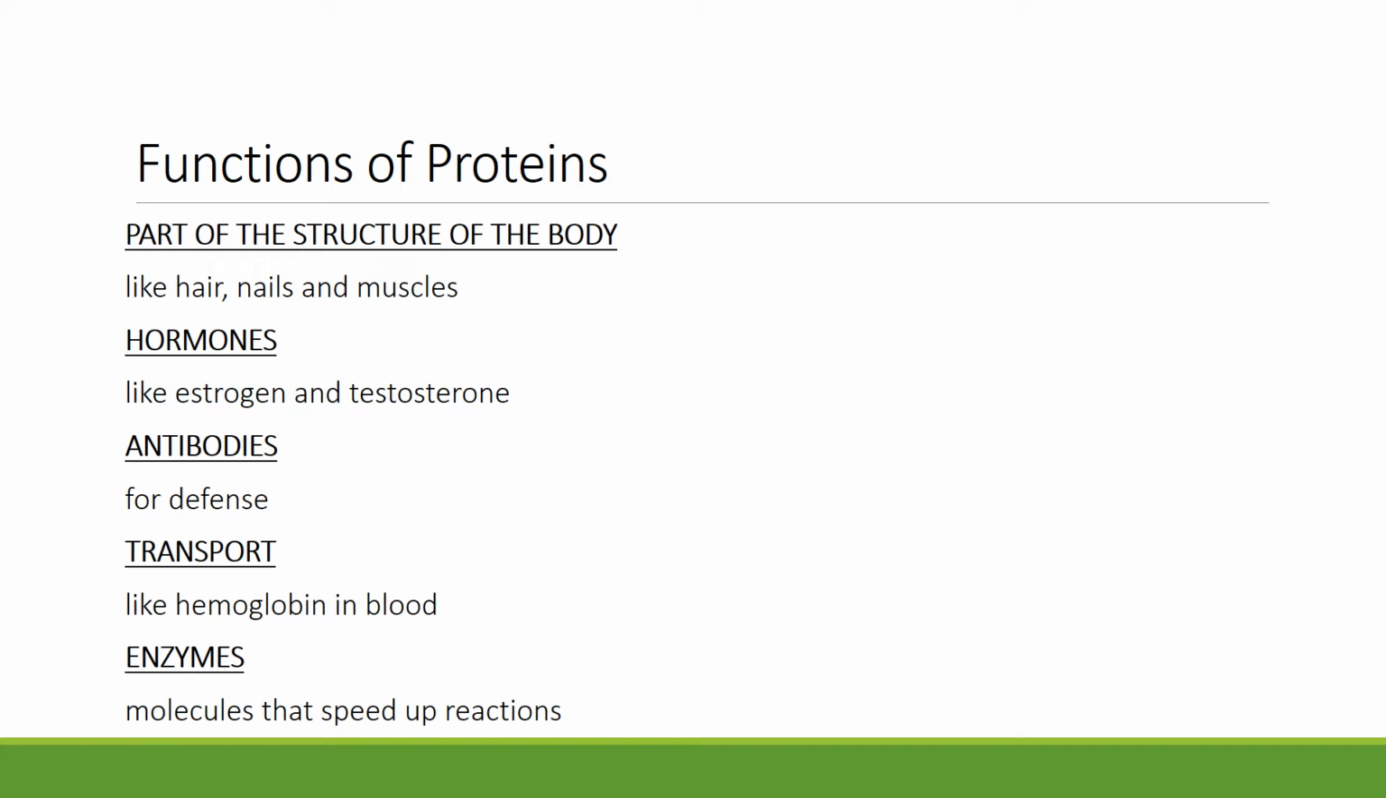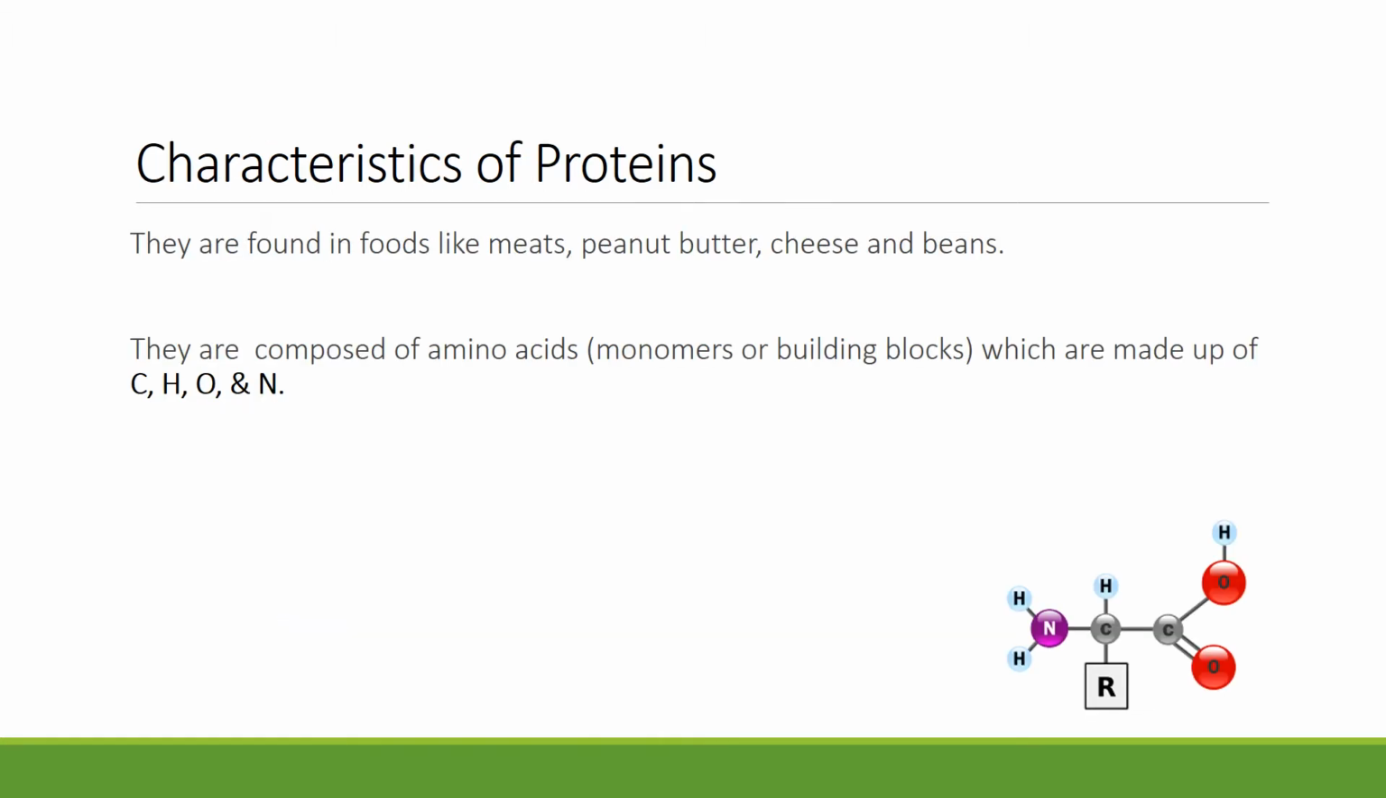Some play an important role in transport, like hemoglobin in the blood, which transports oxygen around your body. And some are enzymes, which are molecules that speed up reactions. These are a couple of the characteristics of proteins. First of all, they're found in foods like meats, peanut butter, cheese, and beans. And they are composed of amino acids.